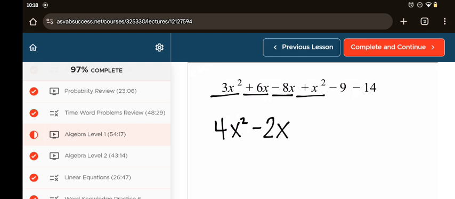I hope you reviewed positive and negative numbers. If this confused you here, 6 minus 8 is negative 2, pause, go back, look at positive and negative numbers, and then come back, okay? And then here we have negative 9 and negative 14. Negative 9 minus 14 is negative 23, okay?